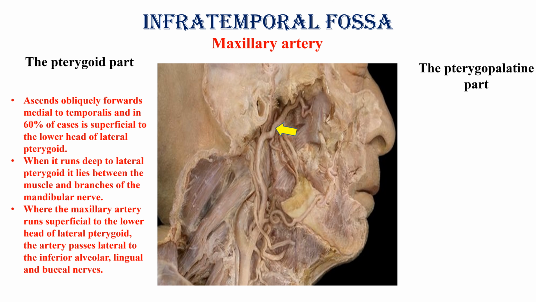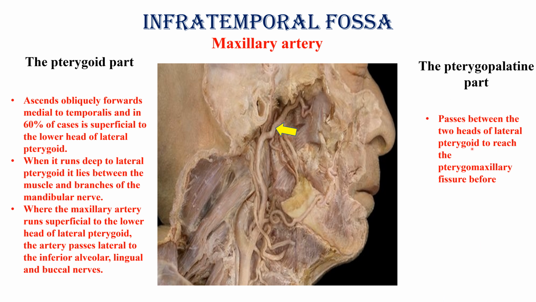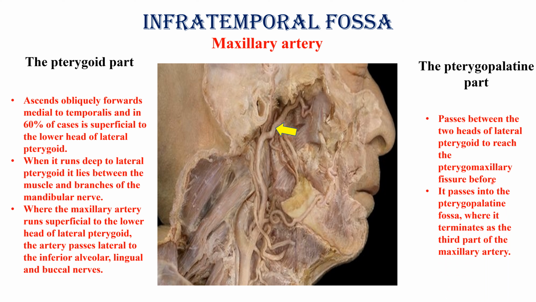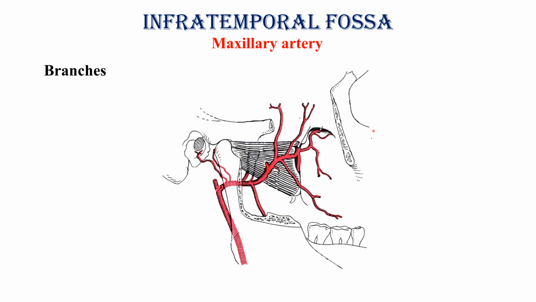The pterygopalatine part will pass between the two heads of the lateral pterygoid to reach the pterygopalatine or pterygomaxillary fissure first, before it passes into the pterygopalatine fossa, where it terminates at the third part of the maxillary artery. That is the course and relations of the maxillary artery. Let's have the branches of this artery.